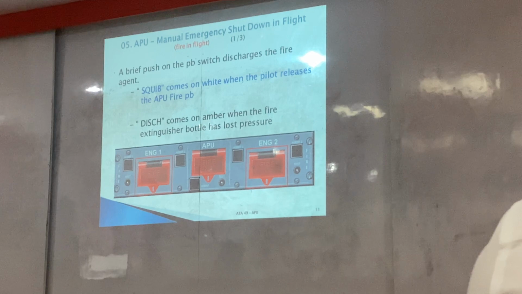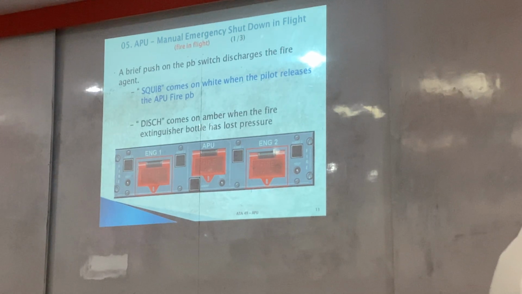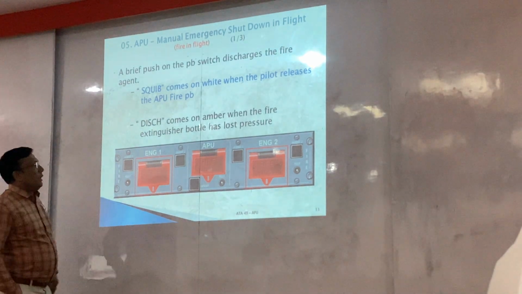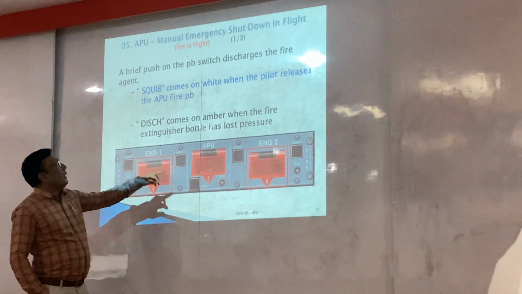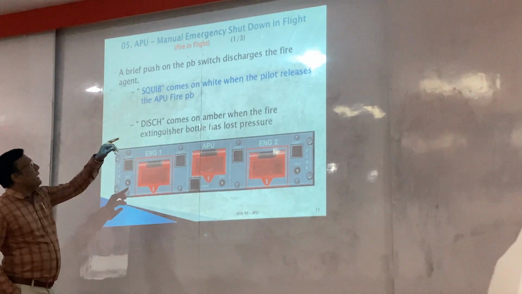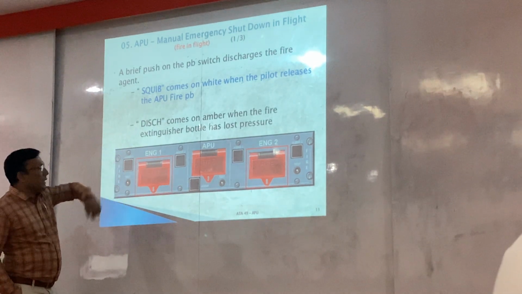Manual or emergency shutdown in flight. Page 1 of 3, fire in flight. If there is a fire in flight, you have to do the manual shutdown in flight. A brief push on the push button switch discharges the fire agent. Squib comes on white when the pilot releases the APU fire push button.